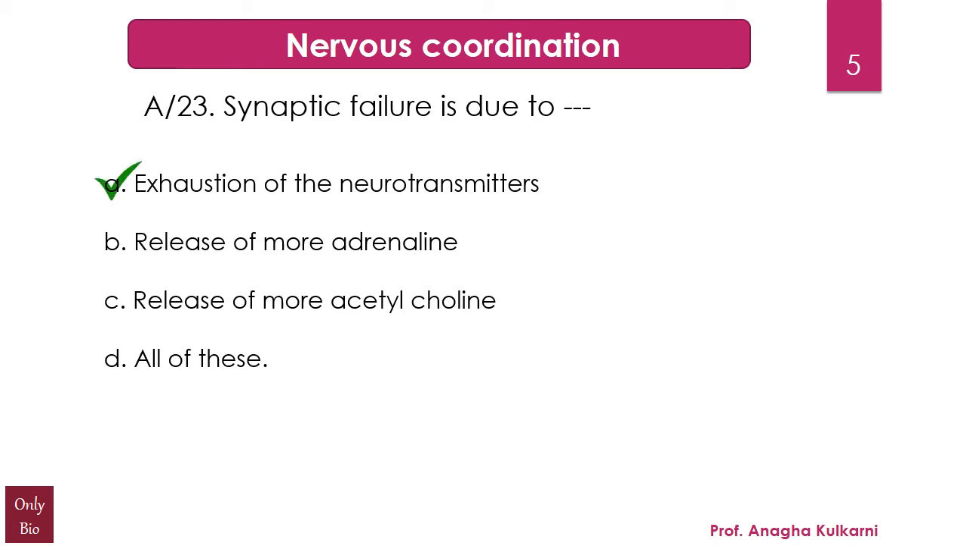Exhaustion of the neurotransmitters. Friends, what is a synapse? Synapses are the junctions where neurons pass the signals to other neurons, or maybe muscle cells or even glandular cells. Most nerve to nerve signaling, nerve to muscle signaling and nerve to gland signaling relies on the chemical synapses. Now look on the screen.